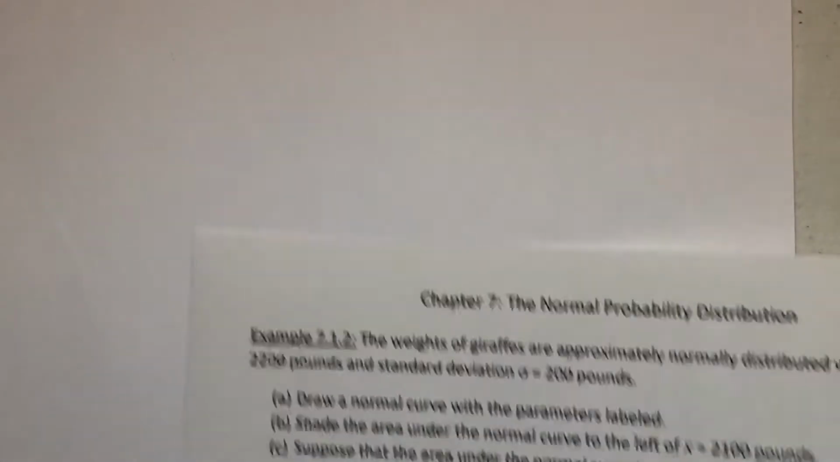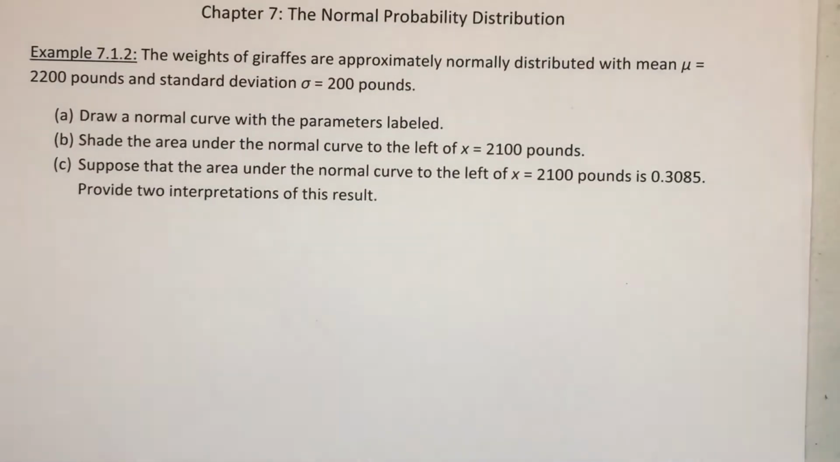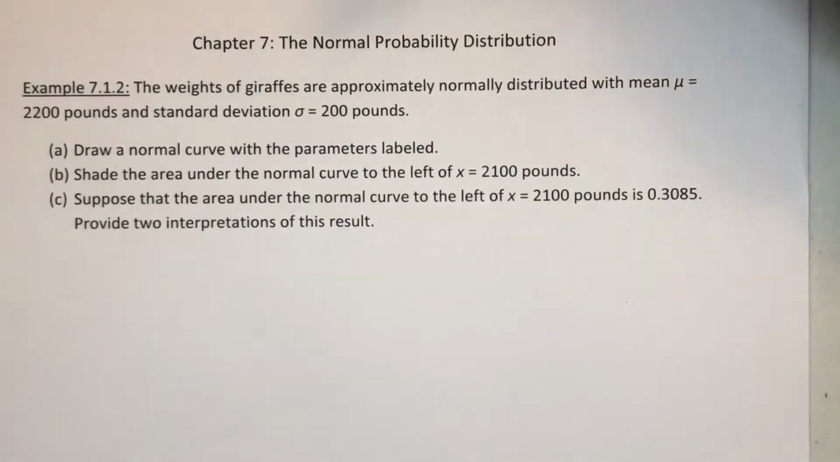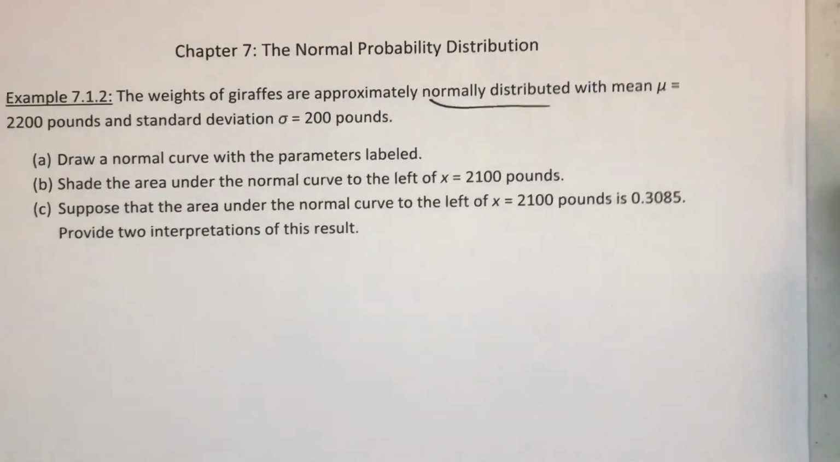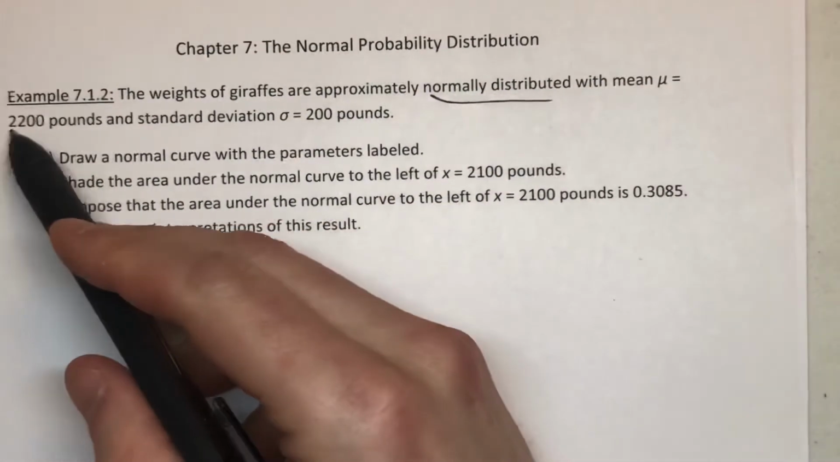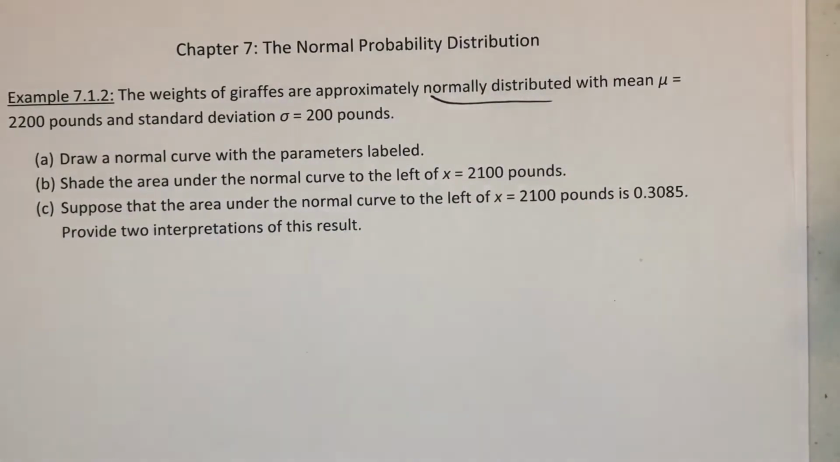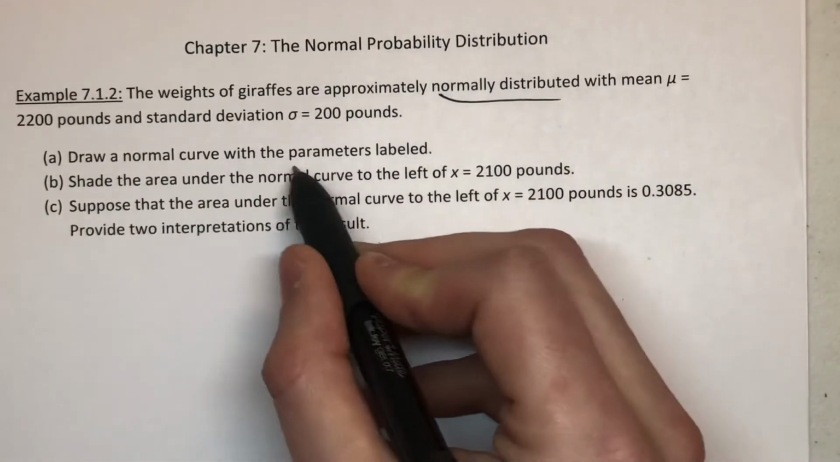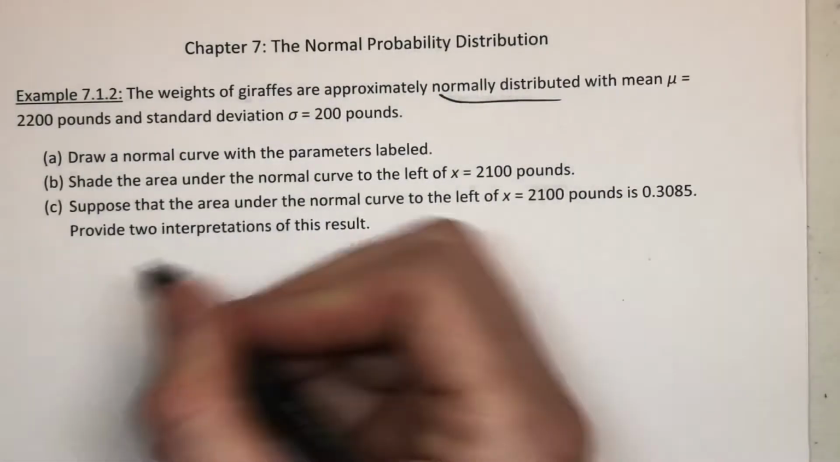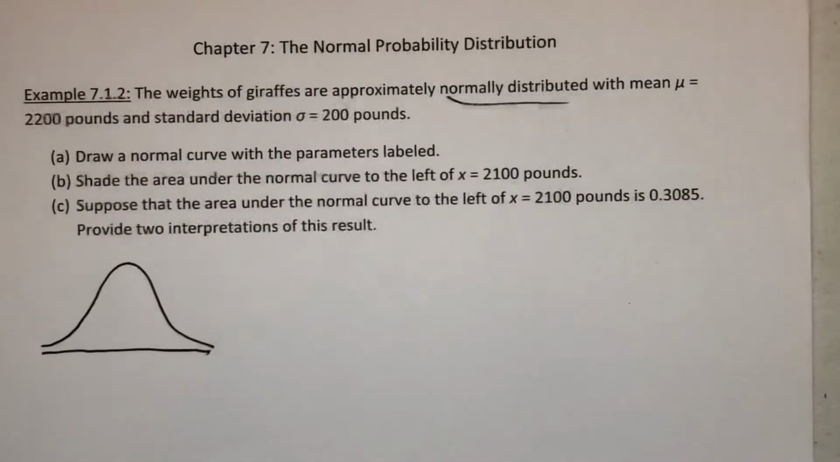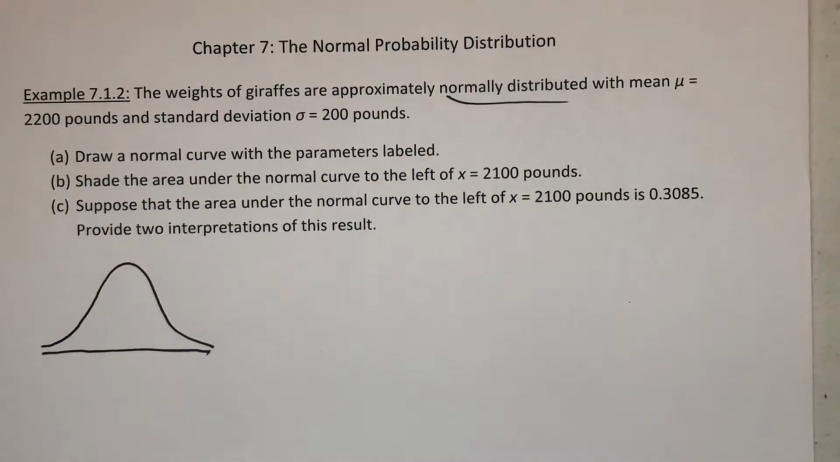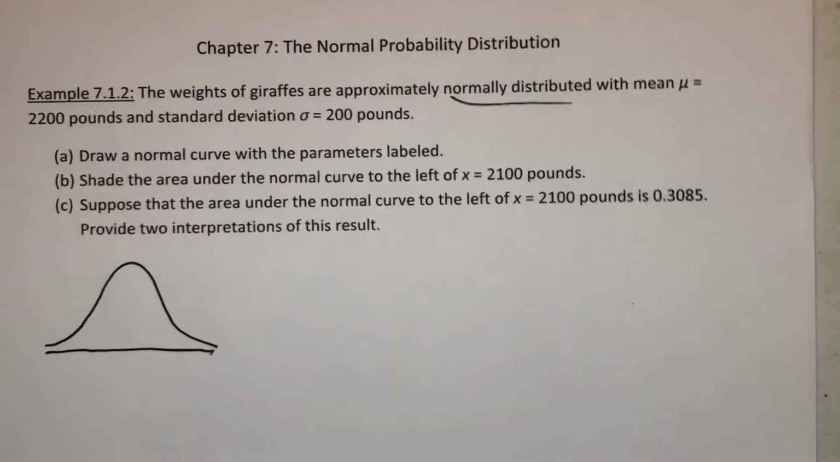And so, to see an example of that, we'll take a look at this 7.1.2. So we're told we have the weights of giraffes, and they are normally distributed. That's always important to have in this case. Mean of 2,200 pounds, standard deviation of 200. So it says draw the normal curve with parameters labeled. Here, not much more than working on drawing bell-shaped curves. You don't need to be an artist about it, but try to draw something with a bit of the curvature and the understanding of it having that kind of horizontal axis.